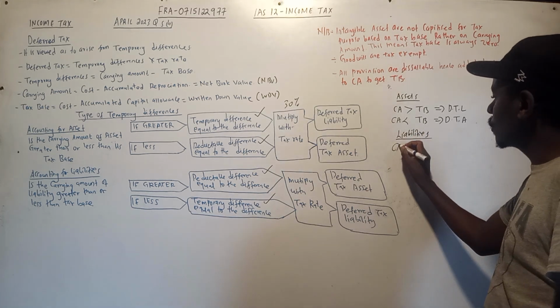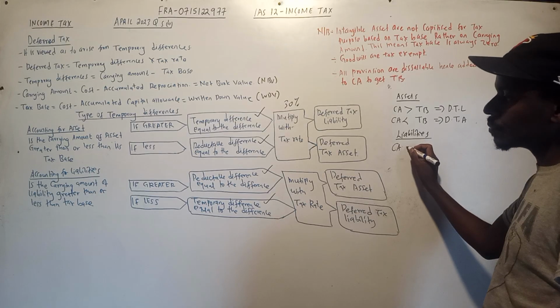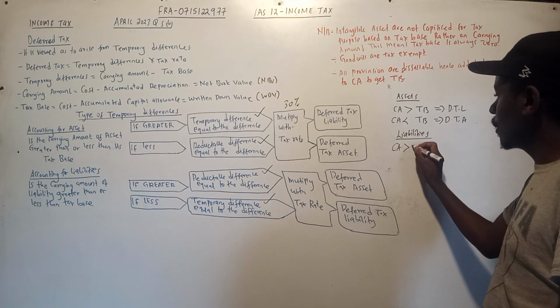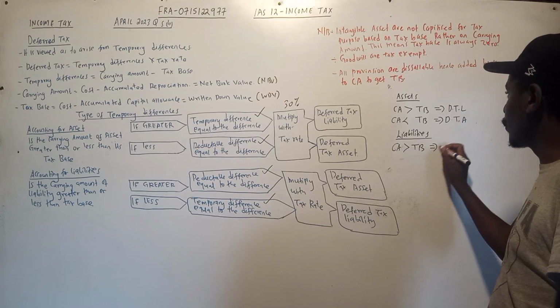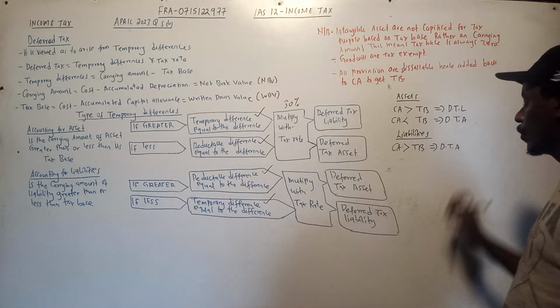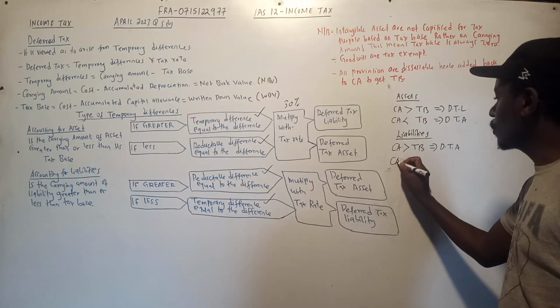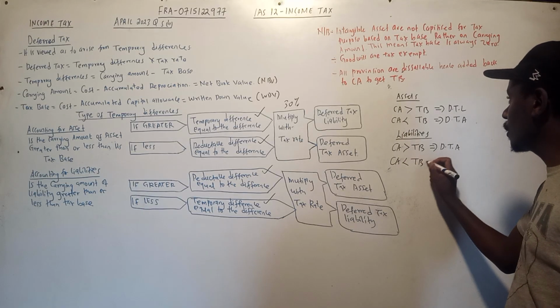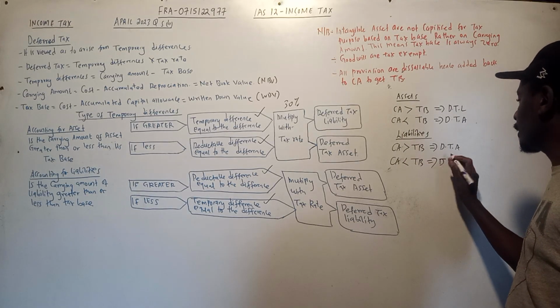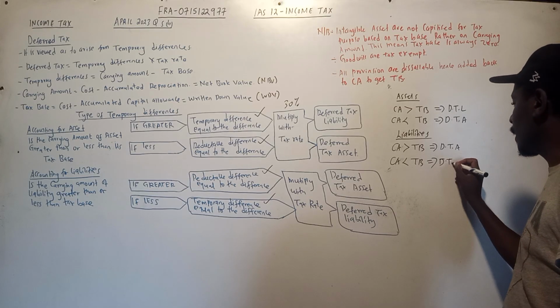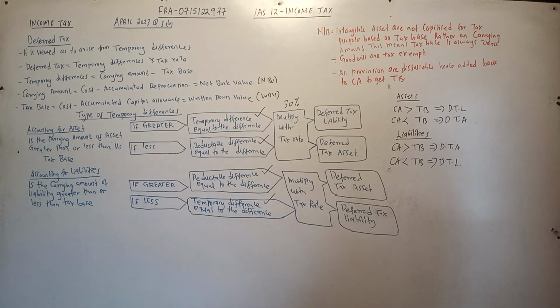Now, if we take the accounting for liabilities, if the carrying amount is greater than the tax base, it will lead to the deferred tax asset. Now the opposite: if the carrying amount is less than the tax base, it will lead to what we call the deferred tax liability. So you need to know that one for the purpose of computing the deferred tax assets or the deferred tax liability.